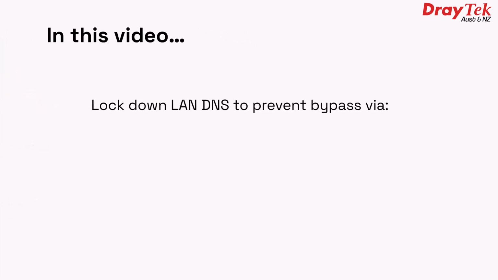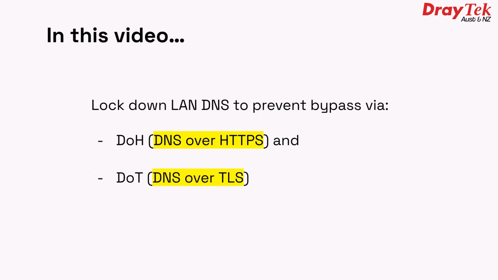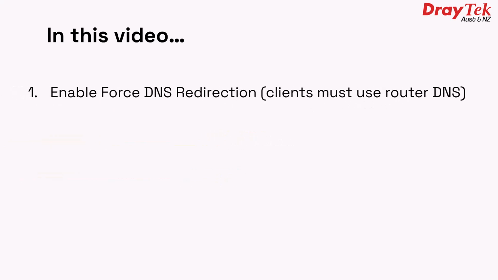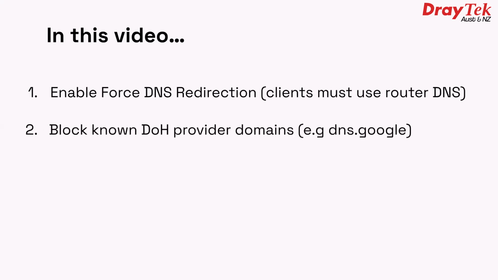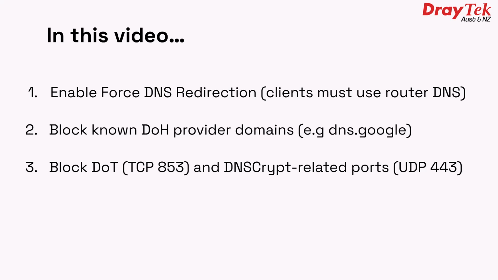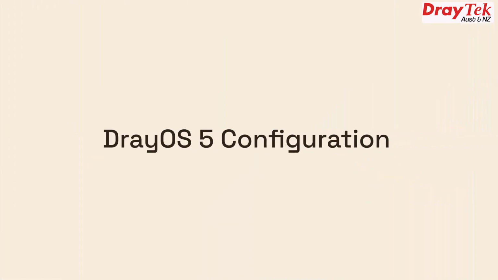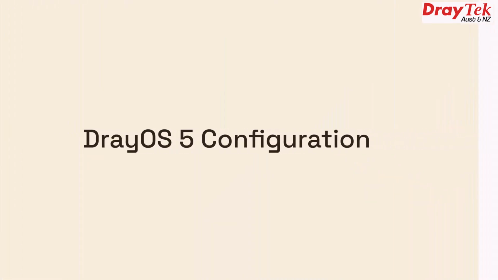In this video, we'll first lock down DNS on the LAN to prevent users from bypassing filtering using encrypted DNS methods like DOH, DNS over HTTPS, and DOT, DNS over TLS. We'll do this by 1. Forcing clients to use the router for DNS, 2. Blocking known DOH providers, 3. Blocking DOT and DNS crypt ports, and 4. Enabling SafeSearch using LAN DNS. Let's look at how to configure this on DrayOS 5 routers.